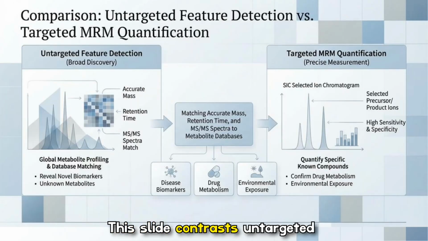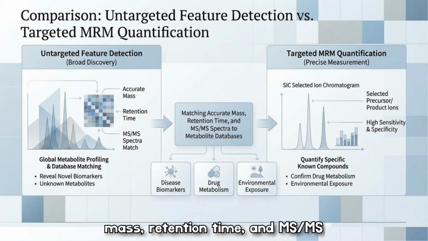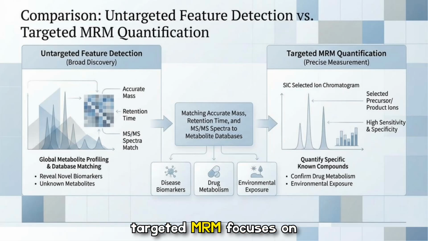This slide contrasts untargeted discovery with targeted MRM quantification. Untargeted feature detection profiles global metabolites using accurate mass, retention time, and MS-MS matching to reveal novel biomarkers and unknowns, while targeted MRM focuses on specific known compounds for highly sensitive, precise measurement. The two approaches complement each other. Discovery defines candidates and pathways, and targeted assays validate and quantify them for clinical or environmental applications.